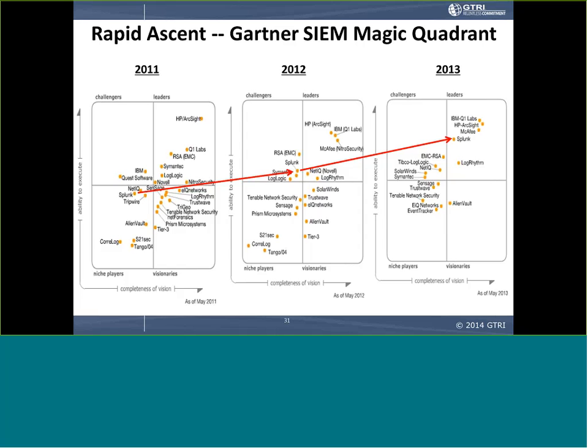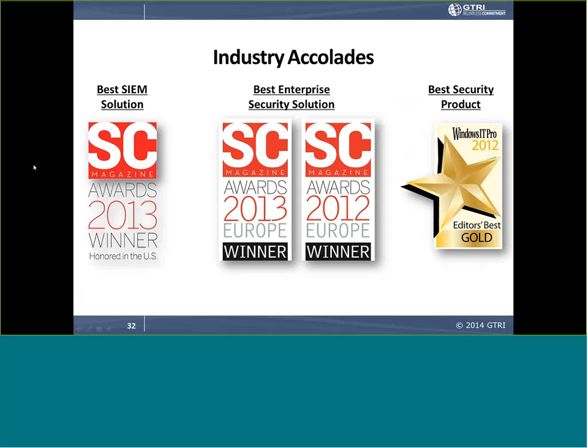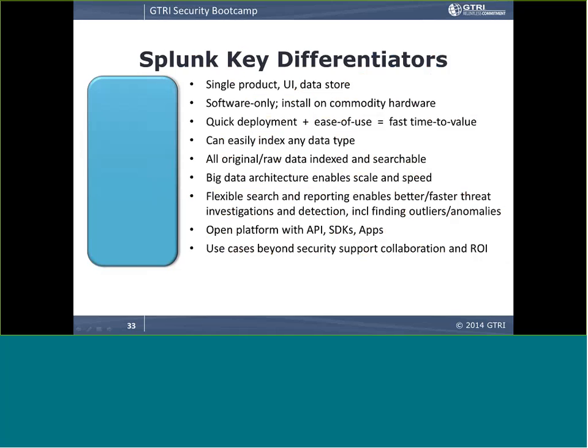Again, I'm not a huge fan of the Gartner Magic Quadrant, but if you're trying to narrow down what you're looking at, this can be a really good way to do it. All right, enough of that. Again, industry awards. They win a lot of awards for it. SC Magazine, Best SIEM Solution 2013, Best Enterprise Security Solution in Europe 2012, 2013, yada, yada, yada. Woohoo. What can it do for me?